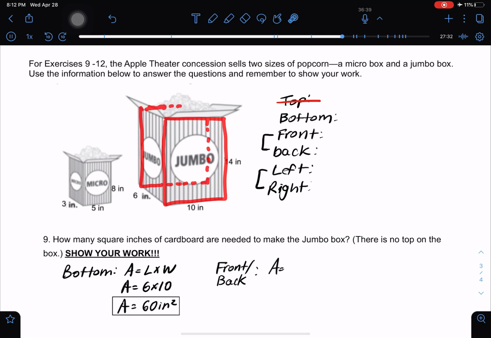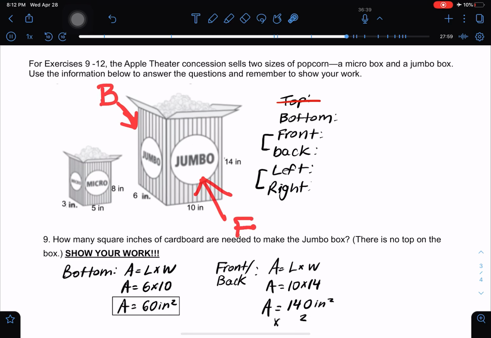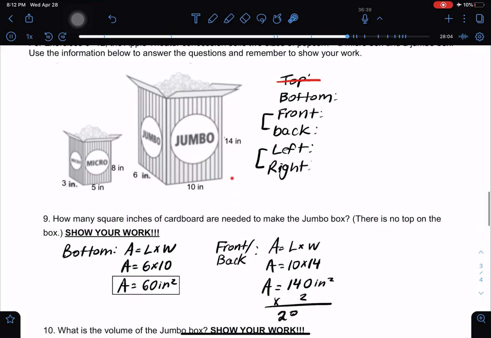We have area equals length times width. I see that the front has dimensions of 10 by 14, so I'm going to say this is 10 times 14, which gives us an answer of 140 squared inches. However, there are 2 here, so instead of finding each, I'm just going to multiply this by 2, giving me a final answer of 280 squared inches.